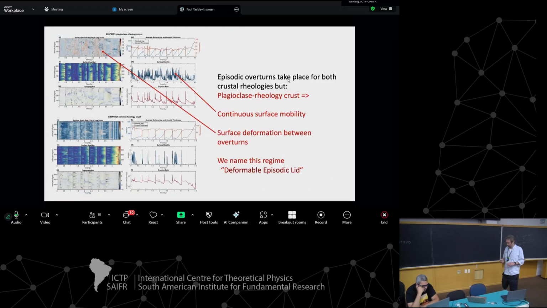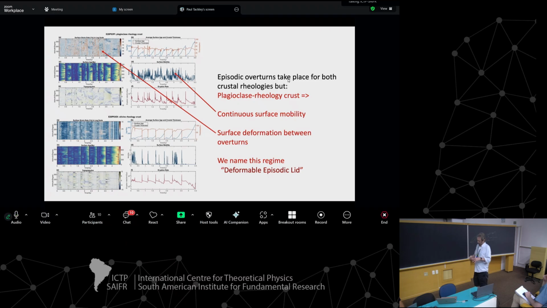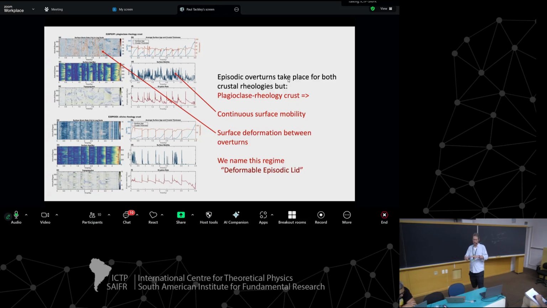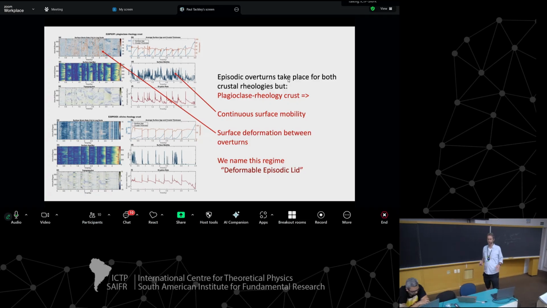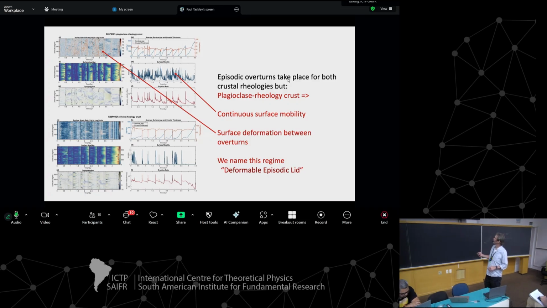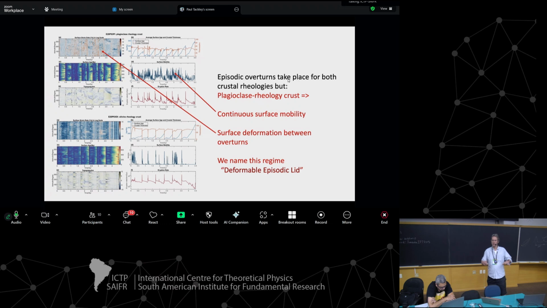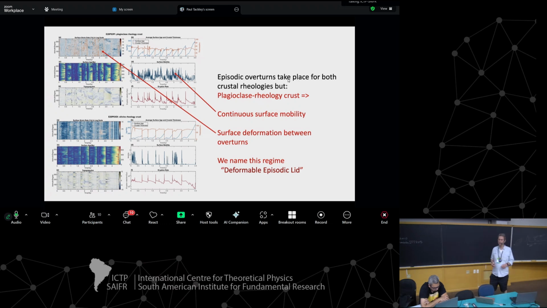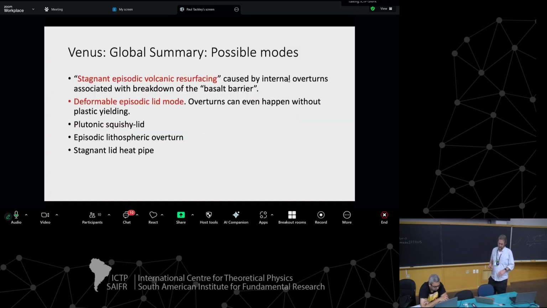Now, people have published models where you get episodic overturn before. The main difference with this one is that in between overturns, the lithosphere is deforming because the crust is relatively weak. So we call this a deformable episodic lid. So it's not as if the lithosphere is just sitting there doing nothing between overturns. It can actually be deforming. And that's actually what you observe on the surface of Venus. People are inferring that the lithosphere is deforming.